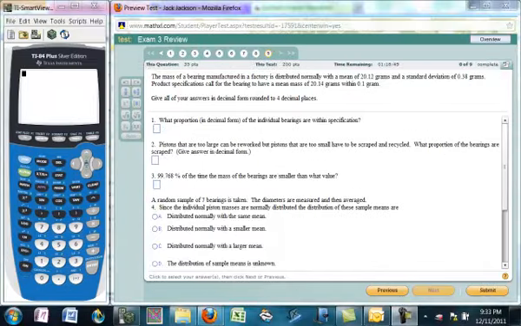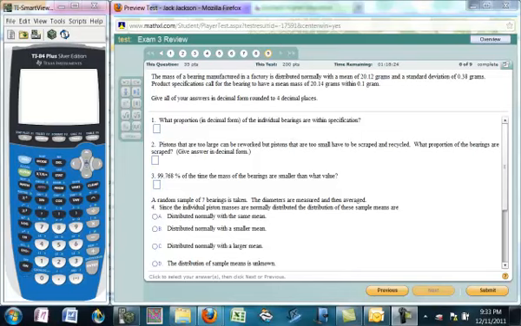Alright, down to our last question. The mass of a bearing manufactured in a factory is distributed normally with a mean of 20.12 grams and a standard deviation of 0.38 grams. Product specifications call for the bearing to have a mean mass of 20.14 grams within 0.1 gram. Give all your answers in decimal form rounded to 4 decimal places.